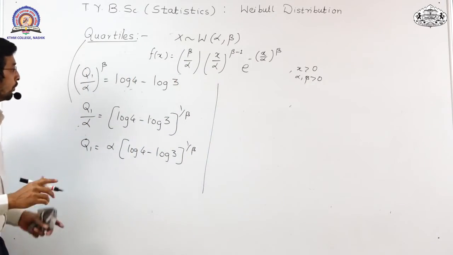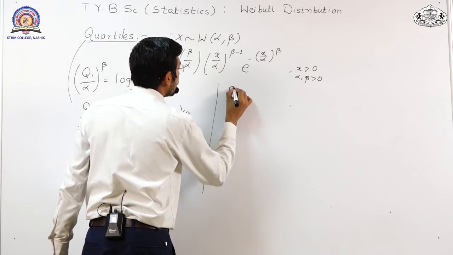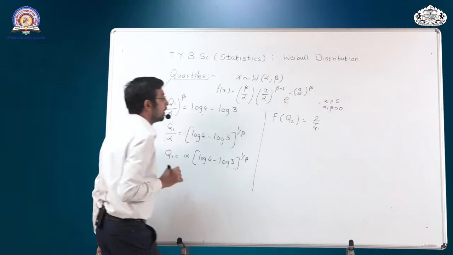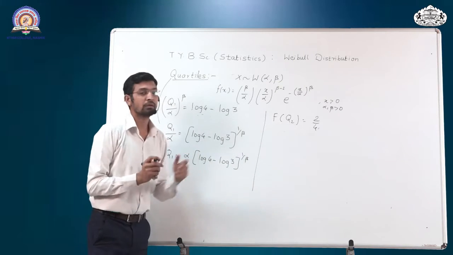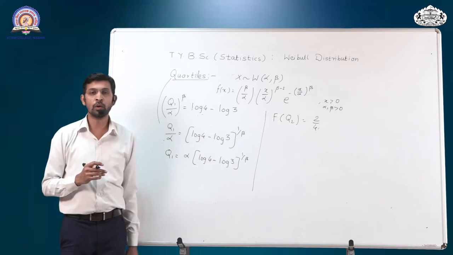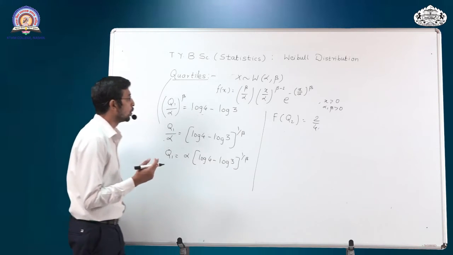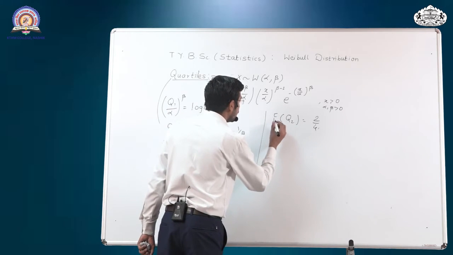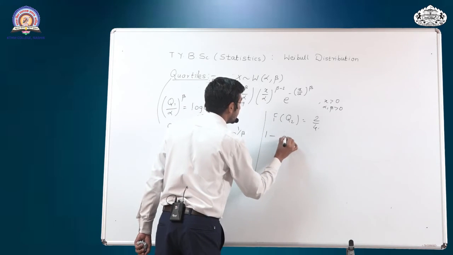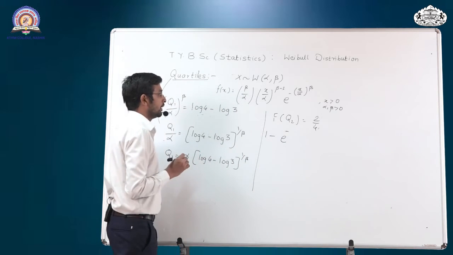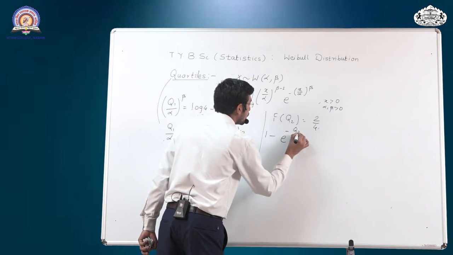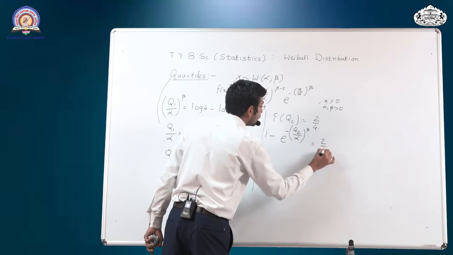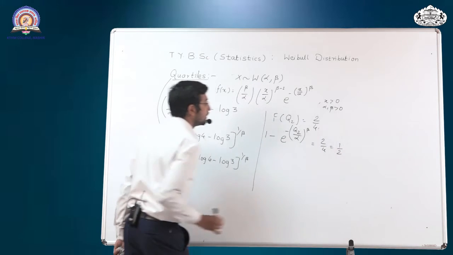The same way we know that F(q2) is equal to 2 by 4. Now for finding the second quartile, we know that F(qi) is equal to i by 4. So here i is equal to 2, so F(q2) is equal to 2 by 4. And we know that F(x) is equal to 1 minus e raised to minus (x upon alpha) raised to beta. Here x is q2, so it is 2 by 4, or you can write it as 1 by 2.